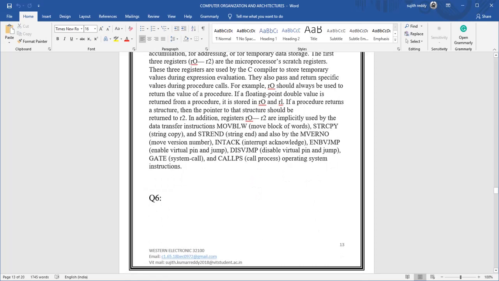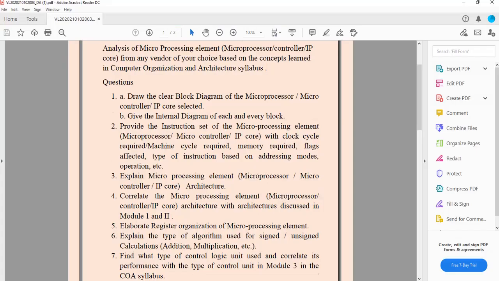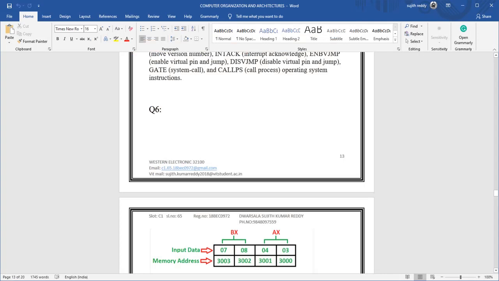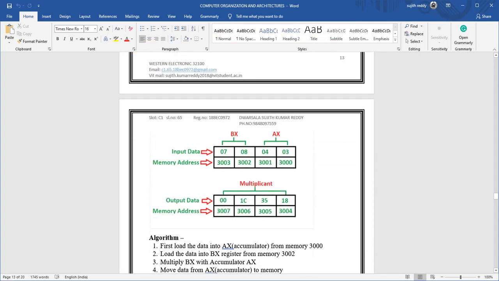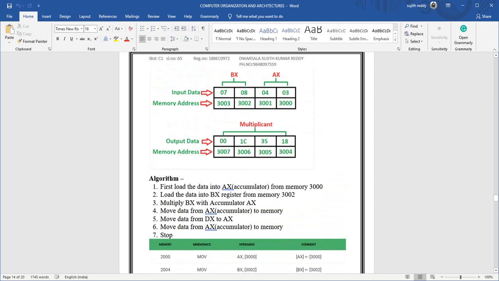So let's go to the sixth question. Explain the types of algorithm used for signed and unsigned calculations. This is how the algorithm works. First, load the data into the AX accumulator from memory 3000. Load the data into the BX register from memory 3002. Multiply BX with accumulator AX.